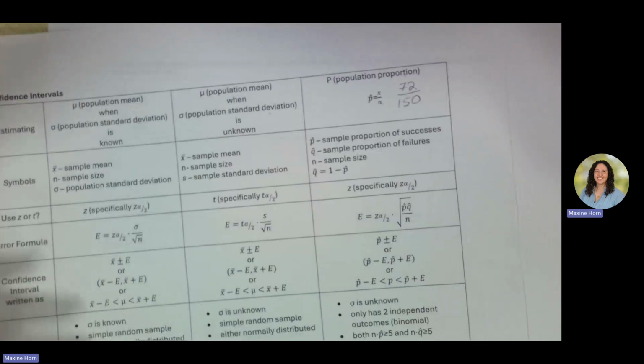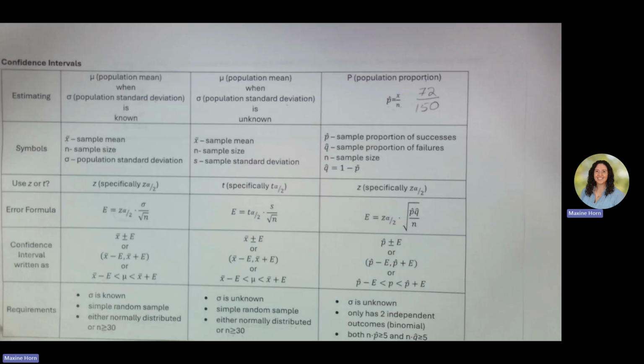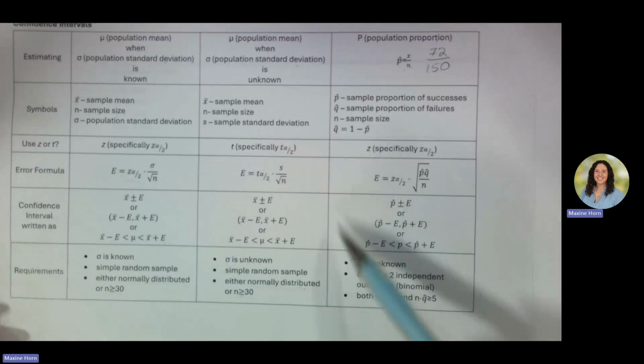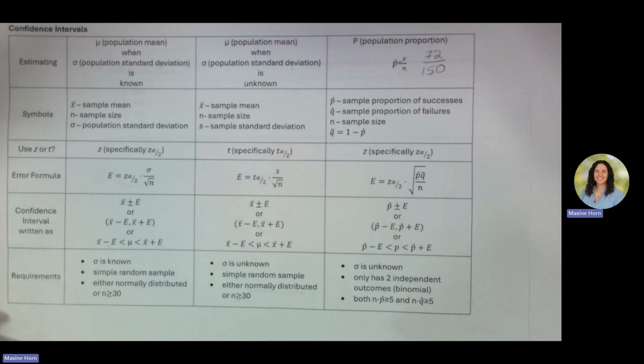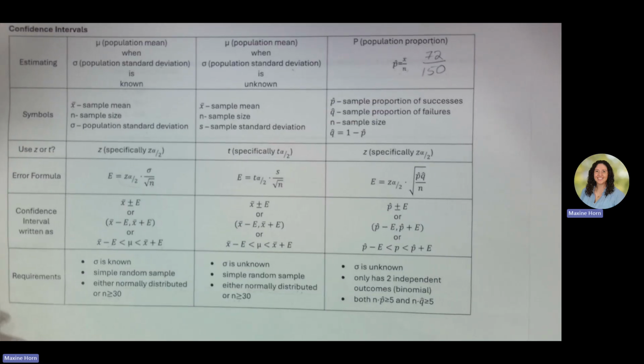Okay. All right, so now we're getting into proportions. Okay, so quick reminder, proportions. A few things about it. P hat is your X over your N. We're going to do some by hand. We're going to do some in the calculator. I need to make sure that n times p hat is greater than or equal to 5 and n times q hat is greater than or equal to 5.